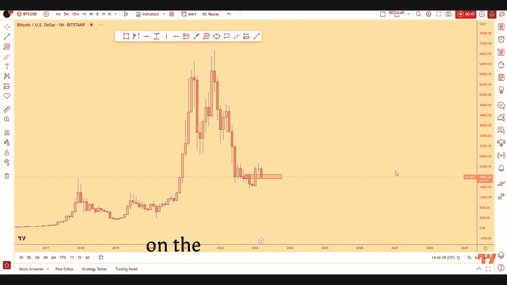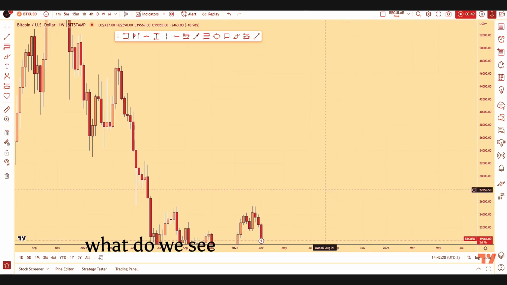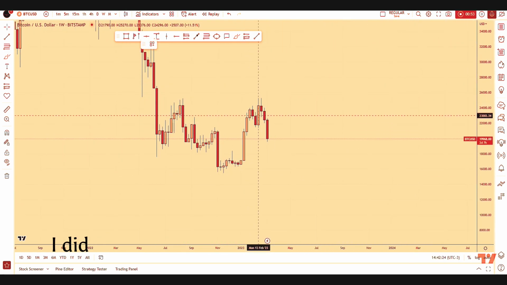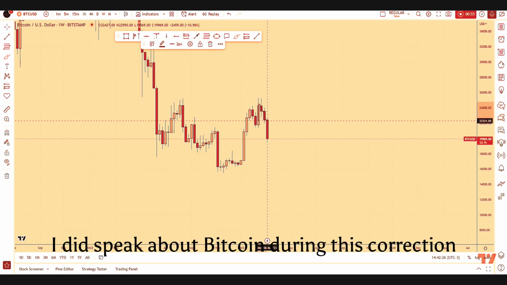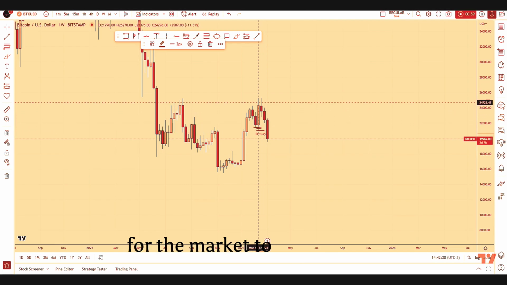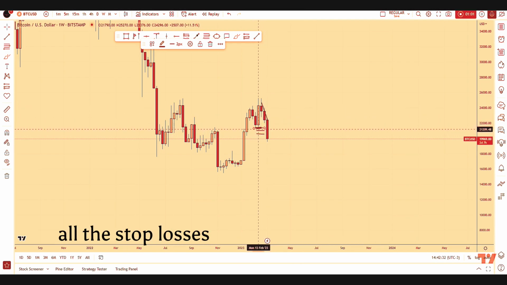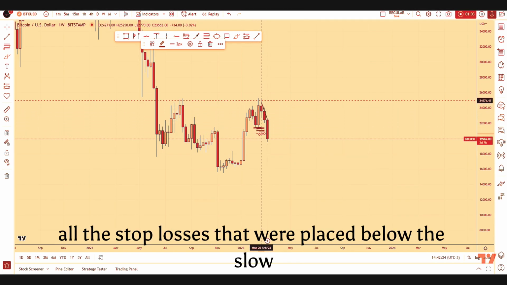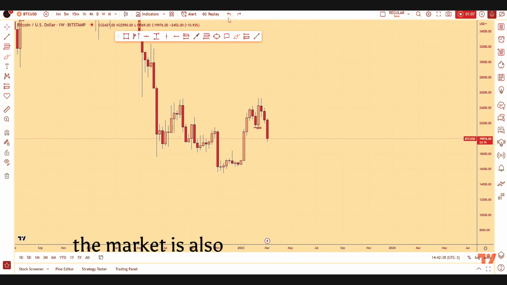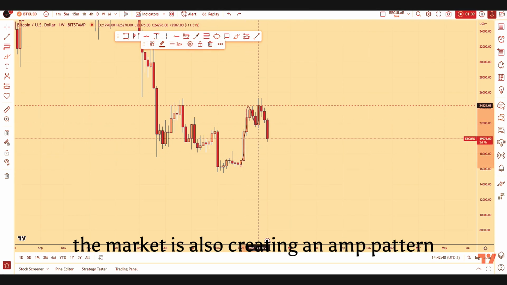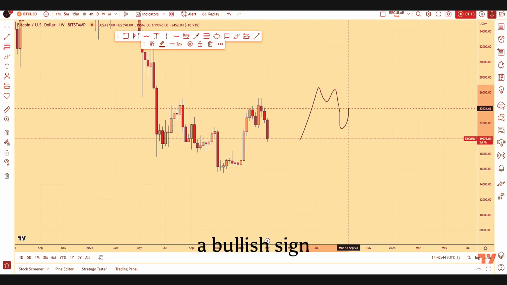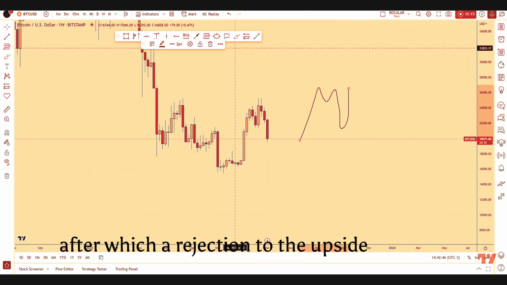Dropping down on the weekly time frame, what do we see? Now, here on the weekly, what we can see is that, first of all, I did speak about Bitcoin during this correction and explained all the reasons for which there was a good probability for the market to go and hunt all the stop losses that were placed below this low. We can see that that is exactly what the market did, and at the moment the market is also creating an M pattern. Now, generally speaking, the creation of an M pattern is usually a bullish sign, after which a rejection to the upside can start.